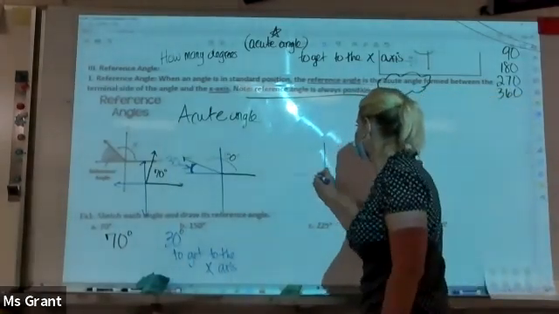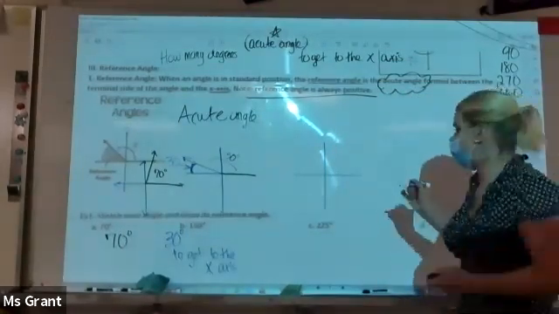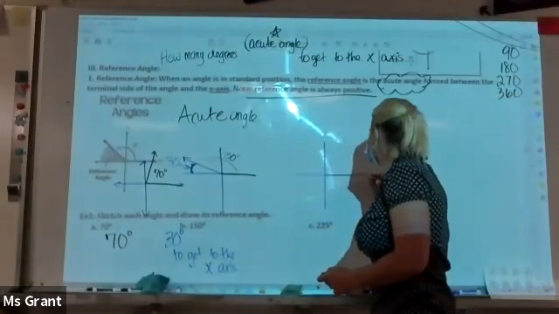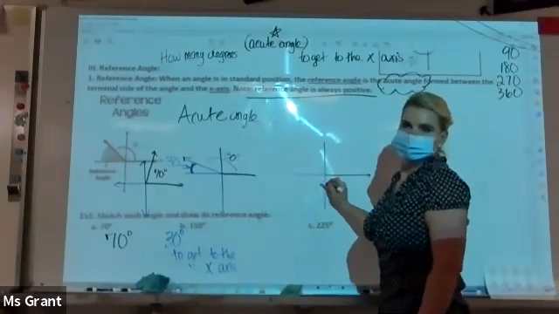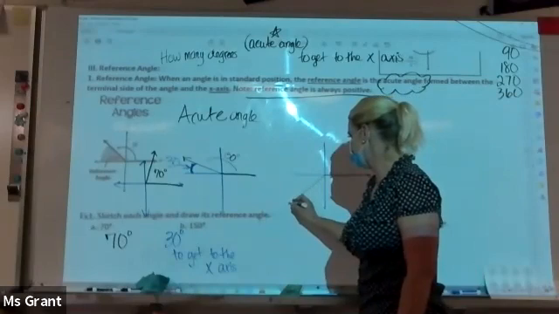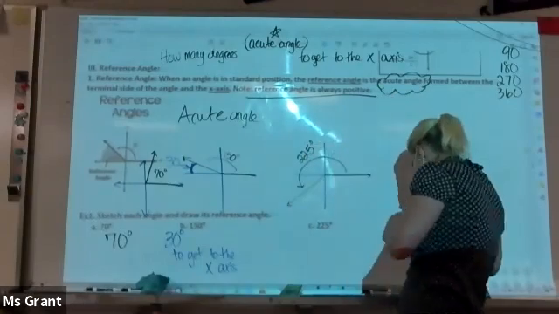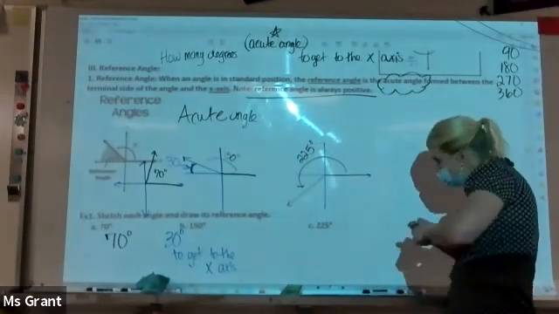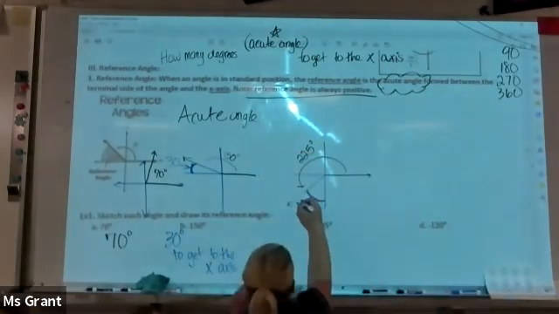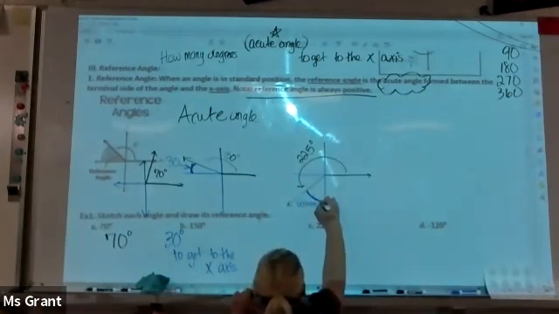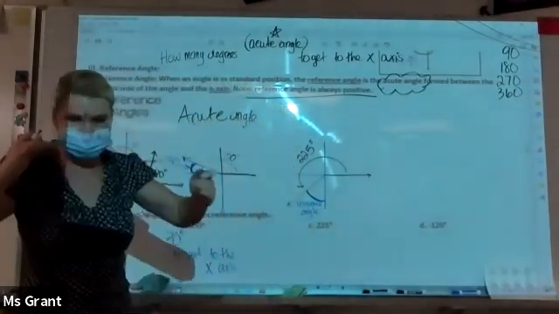225. So draw 225. We always start, remember, at my initial side: 90, 180, plus 45 more. This is 225. Its reference angle is right here. You need to have the words coterminal and reference in your brain, like the differences in the definitions.